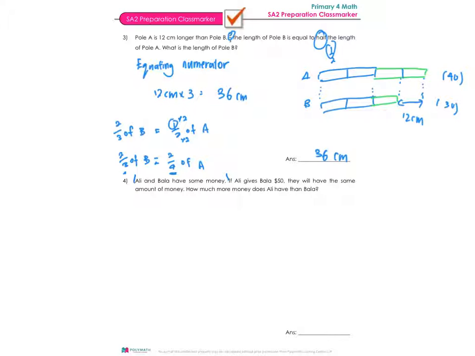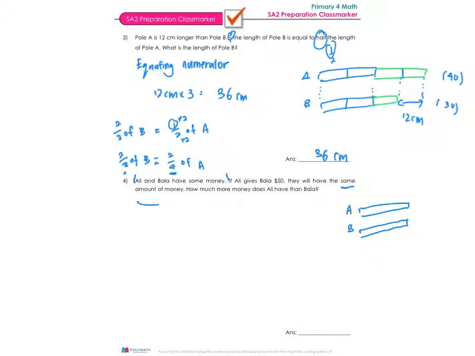But you do know from the question that they have the same amount of money if Ali gives Bala $50. So we are going to draw Ali and Bala having the same amount of money, and then work backwards from here. This is not actually a situation because they said if. It didn't actually happen, so do not forget that. The after scenario where they have the same amount of money has never happened, but we need to draw what it would be in order to use it as a clue.